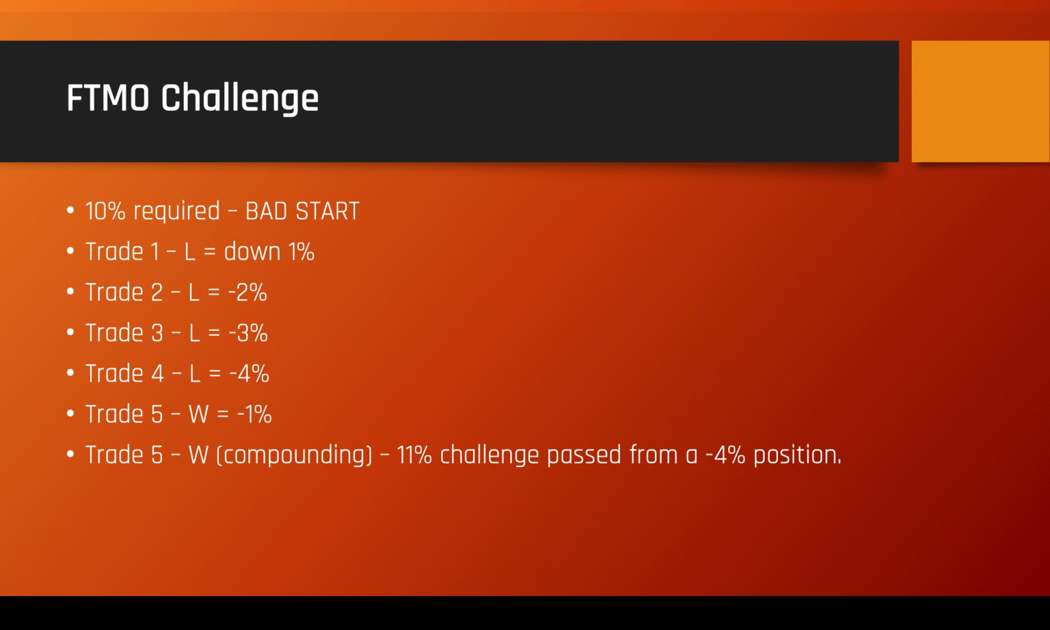That's how powerful asymmetric compounding can be, and how you should never give up. I don't know why there's 2 trade 5, there should be trade 6. Not really a good example if I'm going through numbers. I can't even get the number of trades right. But yeah, guys, look at that.